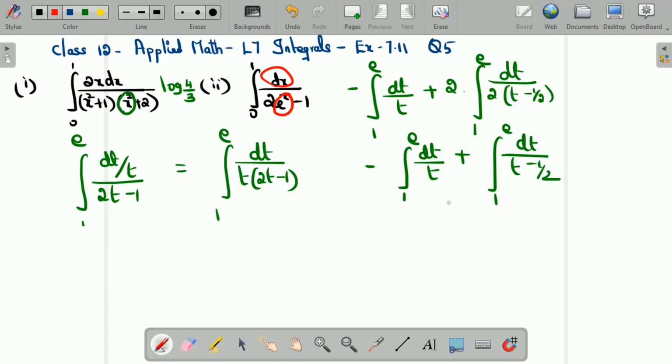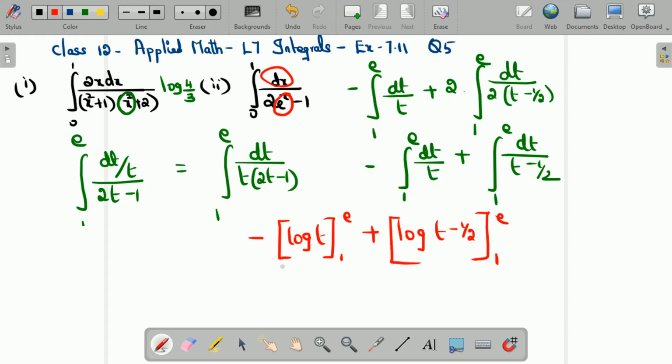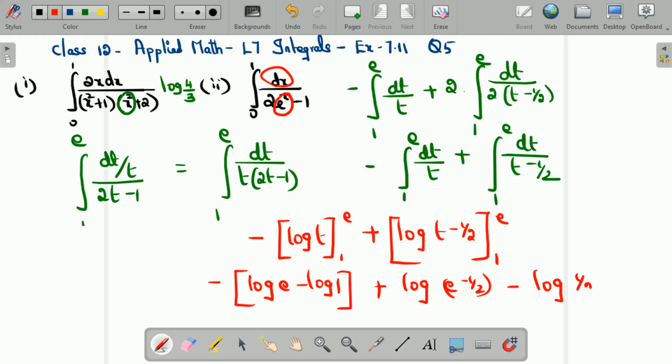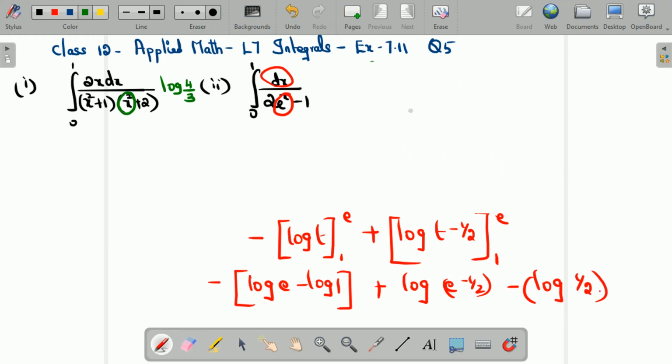Now let's integrate. This is going to be minus of log t between the limits 1 and e plus log of t minus half between the limits 1 to e. So this is going to be equal to, the upper limit is, minus of log e minus log 1, and in this case plus log of e minus half minus log of half. Now we are going to do the simplification. So here minus of log 1 is going to be equal to 0 either way. So this is going to be minus log e, which is going to be minus 1.